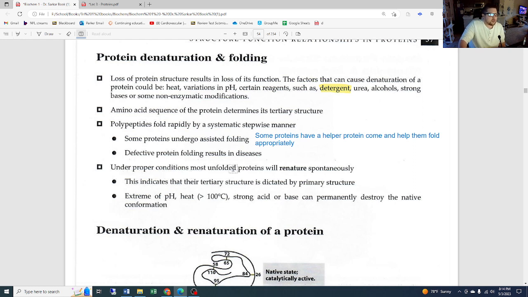Under proper conditions, most unfolded proteins will renature spontaneously. Remember, all of those reactions occurring in the secondary and tertiary structure are those non-covalent interactions, so hydrogen bonding and everything. So once it's put back into its happy zone, its physiological zone where it wants to be, it'll go back to its original structure, as long as it wasn't completely destroyed. So this indicates that their tertiary structure is dictated by primary structure. The secondary, tertiary, and quaternary structure is all dictated by the primary structure. Primary structure is the most important.